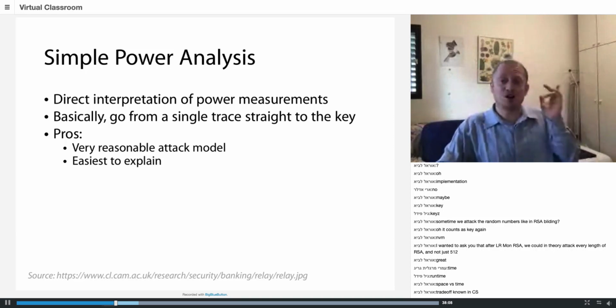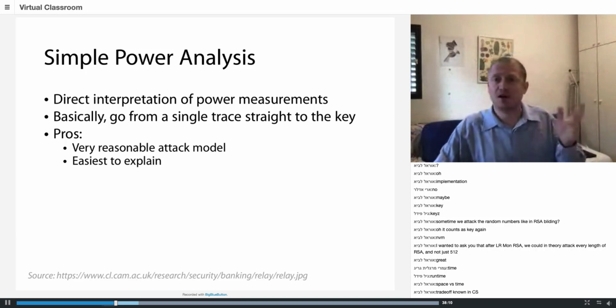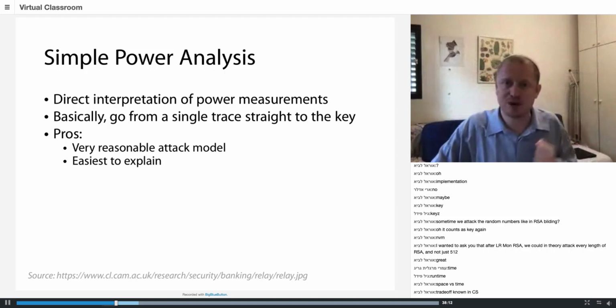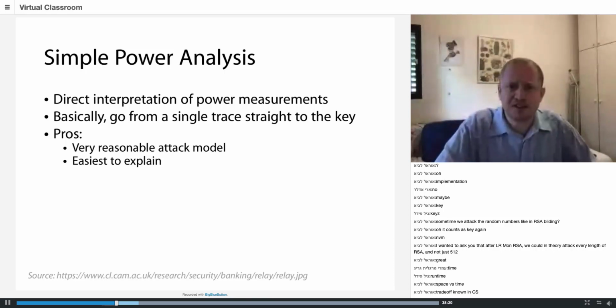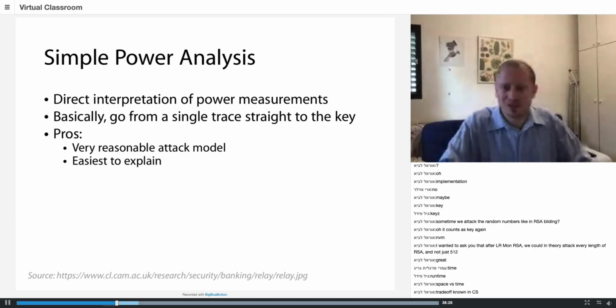Because high data complexity power analysis, also called differential or correlation power analysis, requires sometimes that I make 1 million or 10 million measurements. So it makes much more sense that I can take one measurement than saying that I should take 10 million measurements. Of course, it can be justified.